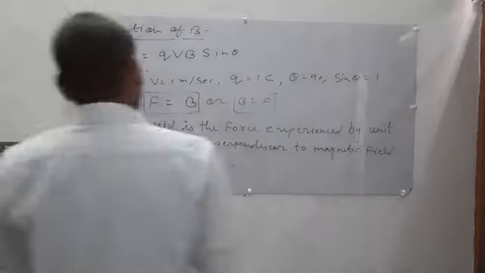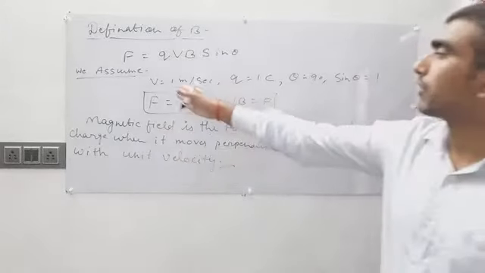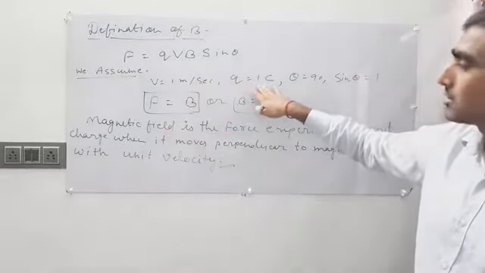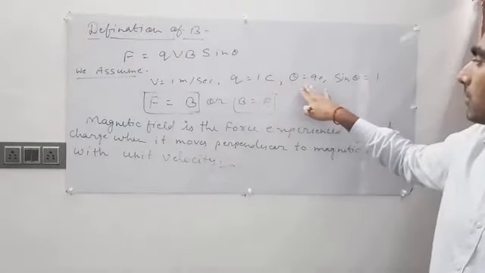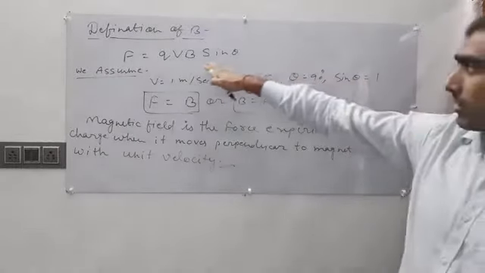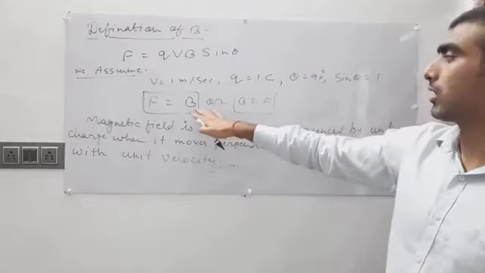I hope you can understand. When we make our velocity 1 meter per second and we take our charge as 1 coulomb and we make theta 90 degrees with respect to our magnetic field, then our force becomes equal to the magnetic field.